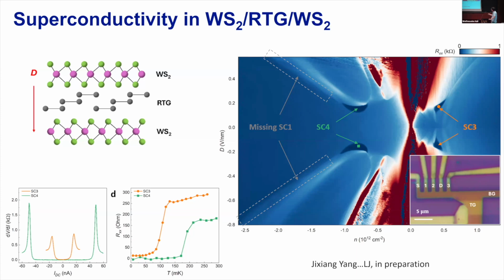And what's interesting to note is that the originally observed SC1, which is supposed to be here at this phase boundary, seems to be absent when you have spin-orbit coupling. So let me show you this, one by one in more detail. Okay. First of all, to show that it is indeed superconductivity, you see the sharp transition of resistance as a function of temperature in SC3 and SC4. You see these peaks in the differential resistance as a function of current. So these are the signatures of superconductivity.